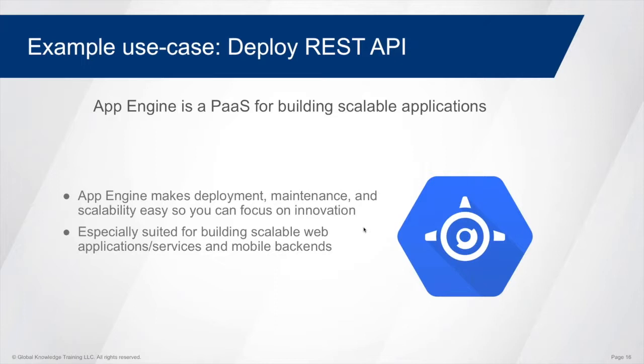So App Engine is a platform for building scalable web applications and mobile backends, very similar to Elastic Beanstalk in AWS. It allows you to concentrate on creating your applications by managing the application infrastructure for you. For example, App Engine manages the hardware and network infrastructure required to run your code and makes deployment very simple. And we'll see later on a demo of just how simple it is to deploy your code in App Engine.